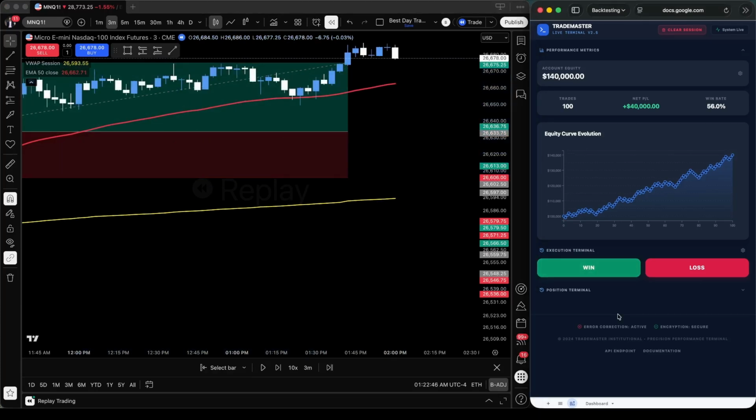All right, perfect. So here you go. Here is the last trade, the 100th trade. It did perform amazingly well. It did perform a lot better than the MACD did. 100 trades, 40K in profit, massive. 56% win rate, amazing. This is a great strategy.